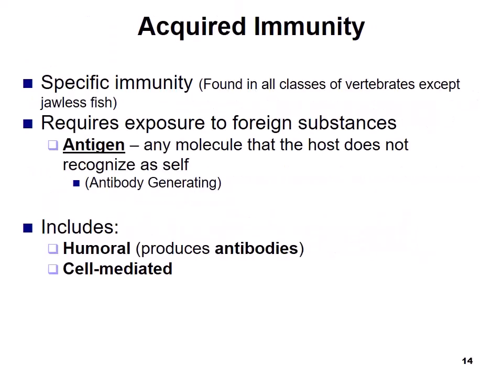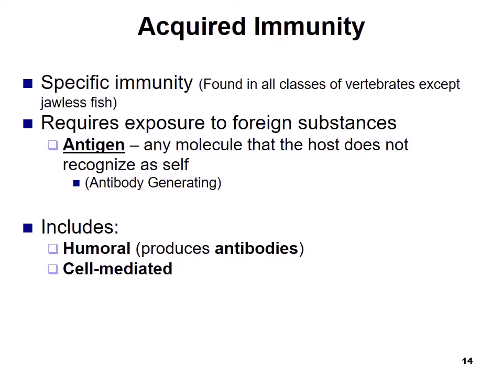So that brings us to acquired immunity. Your acquired immunity is specific, and it's found in all classes of vertebrates except for jawless fish. Remember your cyclostomes. Acquired immunity is going to require exposure to the foreign substance. The foreign substance is called an antigen.